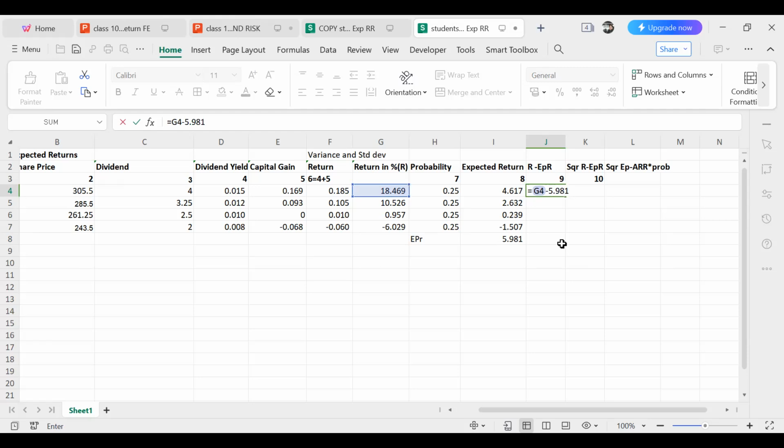So this is 18.469 minus 5.981. Enter. This second one is 10 point something, and directly click minus 5.981. This is your return next year, minus 5.981. Enter. Then square it. Same procedure. Just square the returns, so raise it to the power 2.